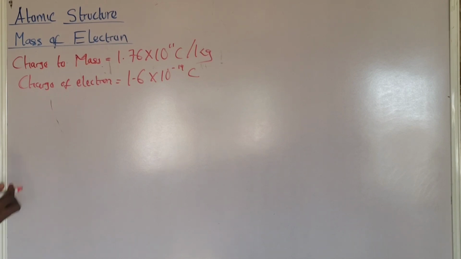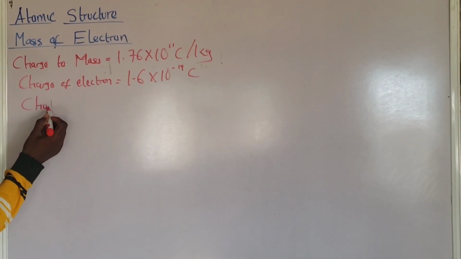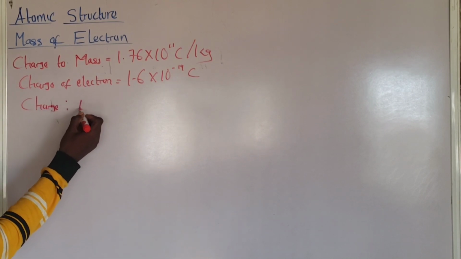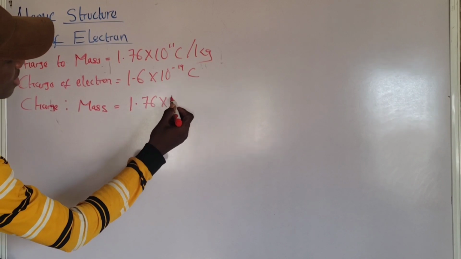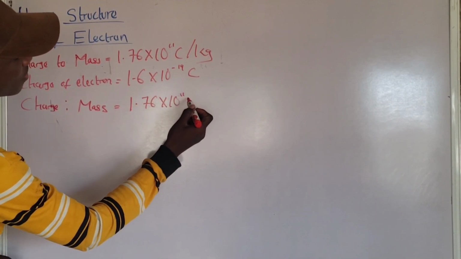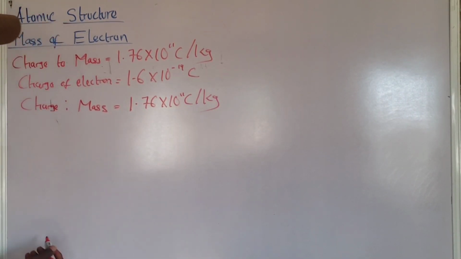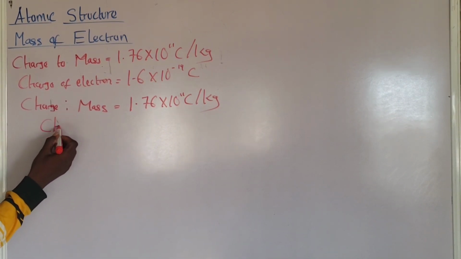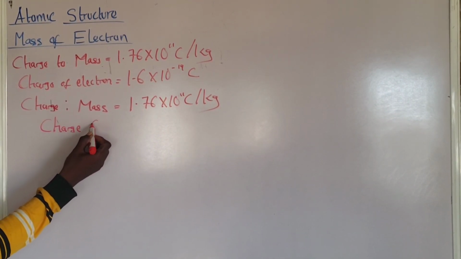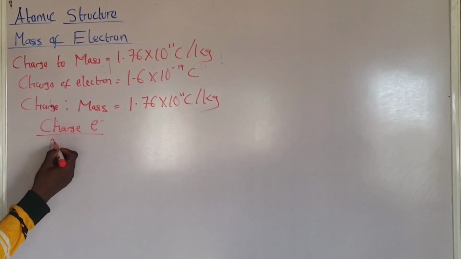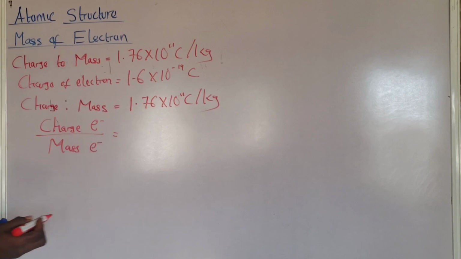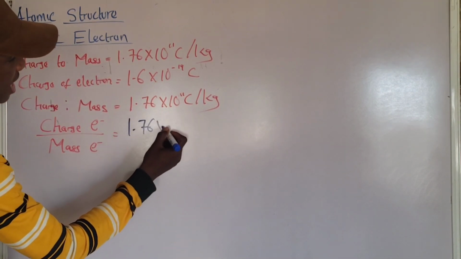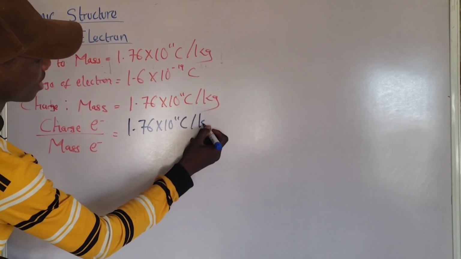So the ratio of charge to mass of electron is equal to 1.76 times 10 raised to the power of 11 coulomb per kilogram. That means that charge of electron all over the mass of electron is equal to 1.76 times 10 raised to the power of 11 coulomb per kilogram.